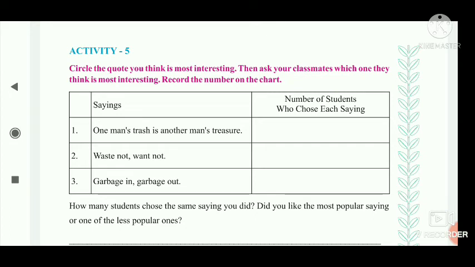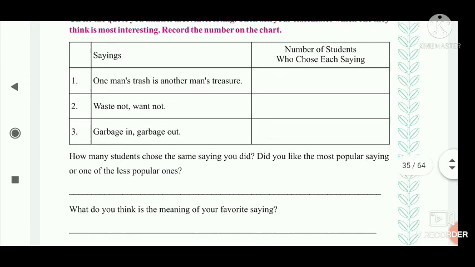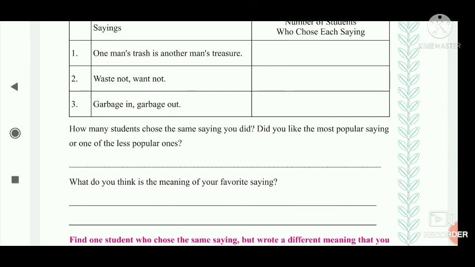Okay, so don't worry if you are not complete this right now. Inshallah, in the future we will complete this activity again in offline classes, but at least you try at home. How many students choose the same saying you did? Did you like the most popular saying or one of the less popular ones? So also we can use that. What do you think is the meaning of your favorite saying?